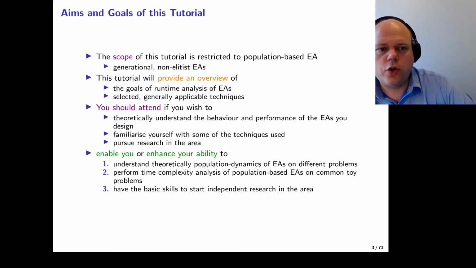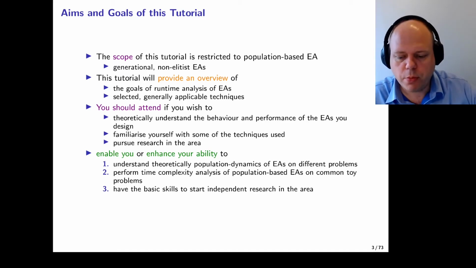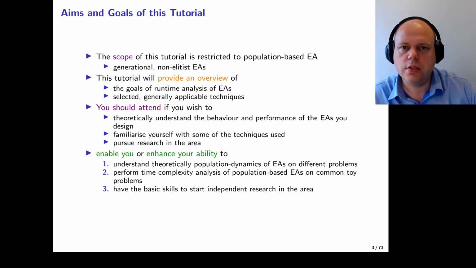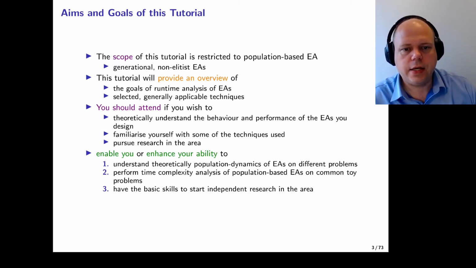So this tutorial will cover population-based evolutionary algorithms. You might ask, aren't all evolutionary algorithms population-based? Yes, perhaps, but early on in this field, it's quite common to look at very simplified evolutionary algorithms that don't have a population. These are, for example, the 1+1 EA or RLS. In this tutorial, we focus on non-elitist generational EAs. We also have another tutorial that focuses on steady-state elitist EAs.